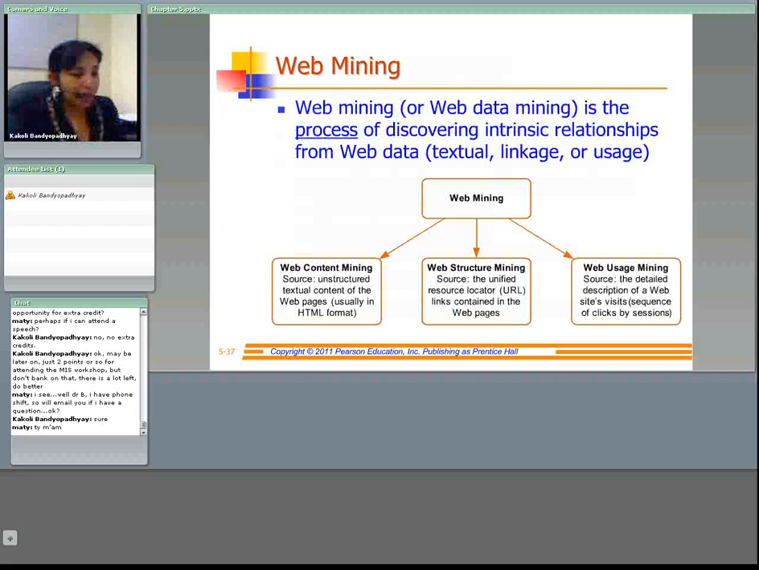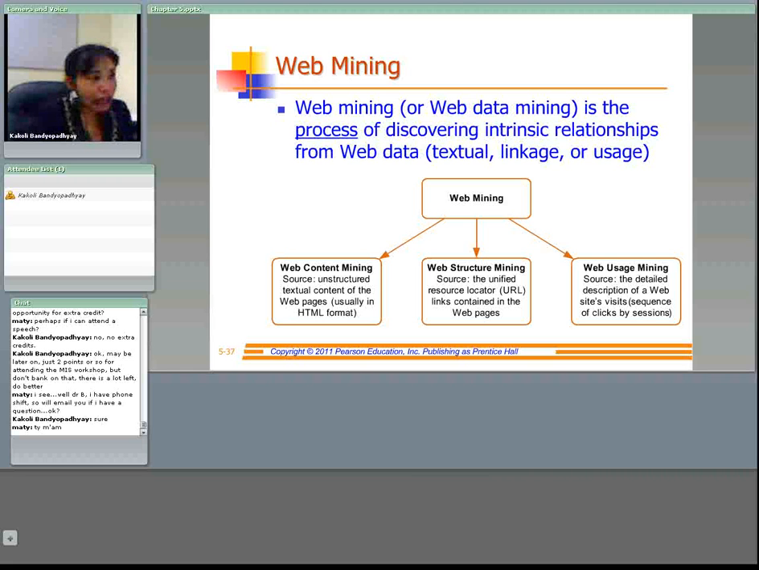Web mining, which is also called web data mining, is the process of discovering intrinsic relationships from web data, which is textual, which can be just links or usage. Then what is web content mining? Web content mining is extraction of useful information from web pages. Remember, web data can be in the form of textual, linkage or usage. So web content mining is basically extraction of useful information from web pages, which are usually in HTML format.